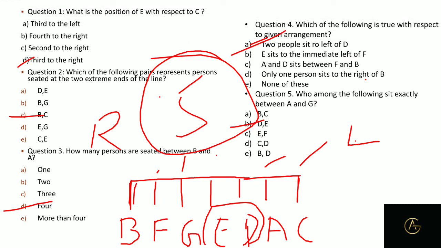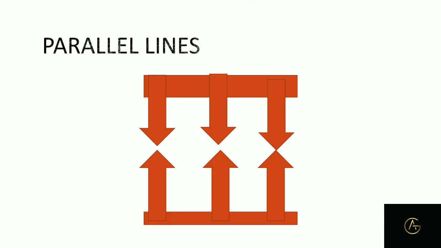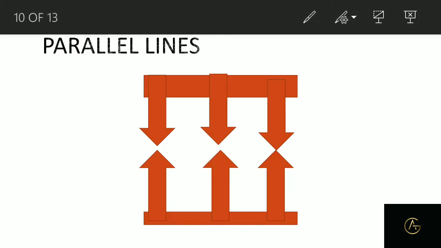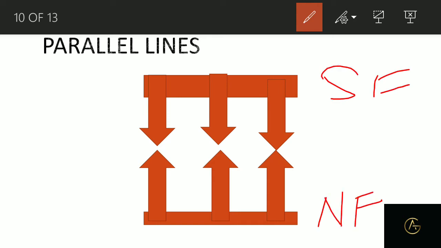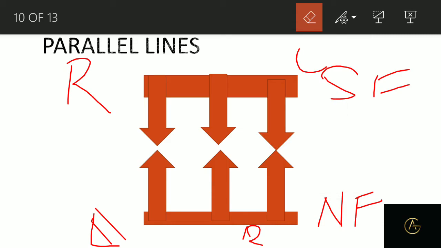Next we have parallel lines. Parallel lines is basically a combination of both north facing and south facing. These are south facing. These are north facing. Now you know the rules. North facing, left and right. South facing, right and left. So you can say it is a combination of both.